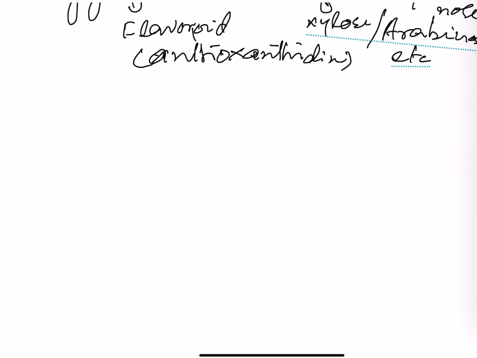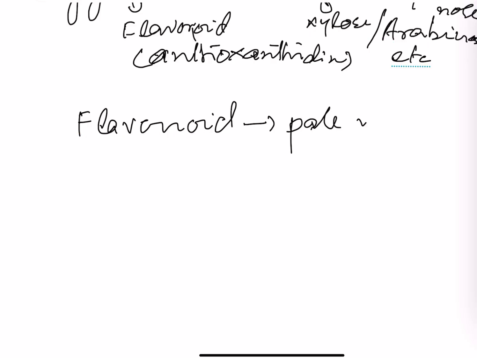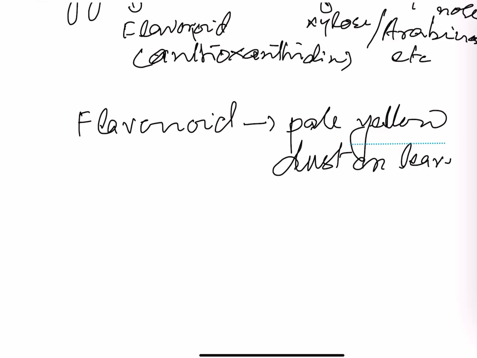And flavonoid occurs as a pale yellow dust in the flowers. They are usually first isolated as a pale yellow dust, from leaves, flowers and all. The very common families in which you can get a flavonoid are either gymnosperms or angiosperms, and accordingly you have to select the type of the family and the type of the part you can get it from.